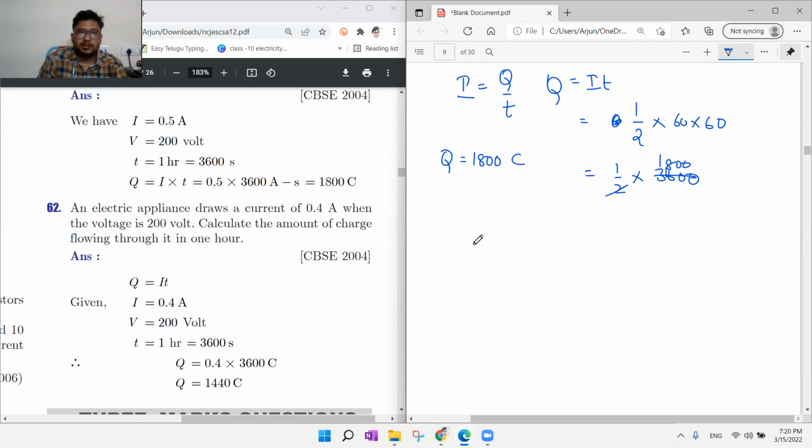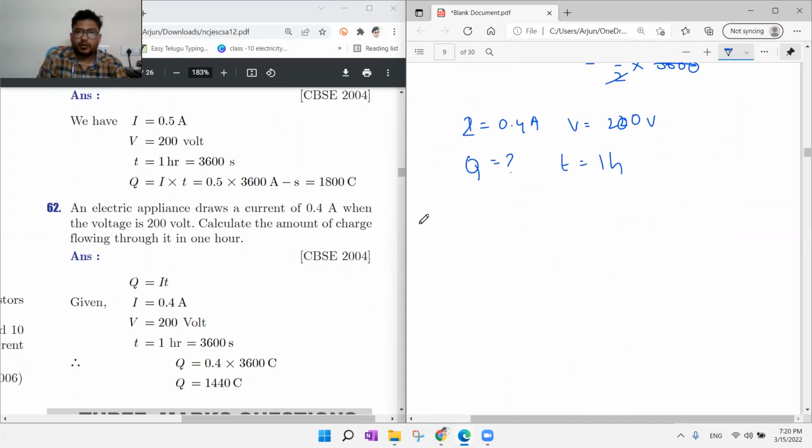An electric appliance draws a current of 0.4 amp. I value is equal to 0.4 amp when the voltage is, so voltage is unnecessary data, 200 volt. Then calculate the amount of charge. Q value is equal to question mark in 1 hour. T is equal to 1 hour. So what we can do, we know current formula. I is equal to Q by T. We have to find the Q. Q is equal to I into T.